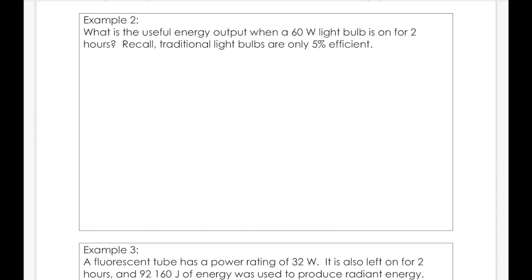So for example 2, what is the useful energy output when a 60-watt light bulb is on for 2 hours? Okay, recall that traditional light bulbs are only 5% efficient. So they did give us something in watts. Remember, watts is our power unit. They also gave us a time.